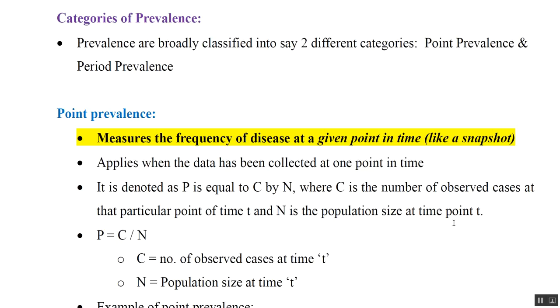Now let us look at categories of prevalence. Prevalence is broadly classified into two different categories: point prevalence and period prevalence. Point prevalence measures the frequency of disease at a given point in time, like a snapshot, right? It applies when the data has been collected at one point in time, and it is denoted by prevalence P equal to C by N, where C is the number of total observed cases at the time and N is the population size at that particular time.